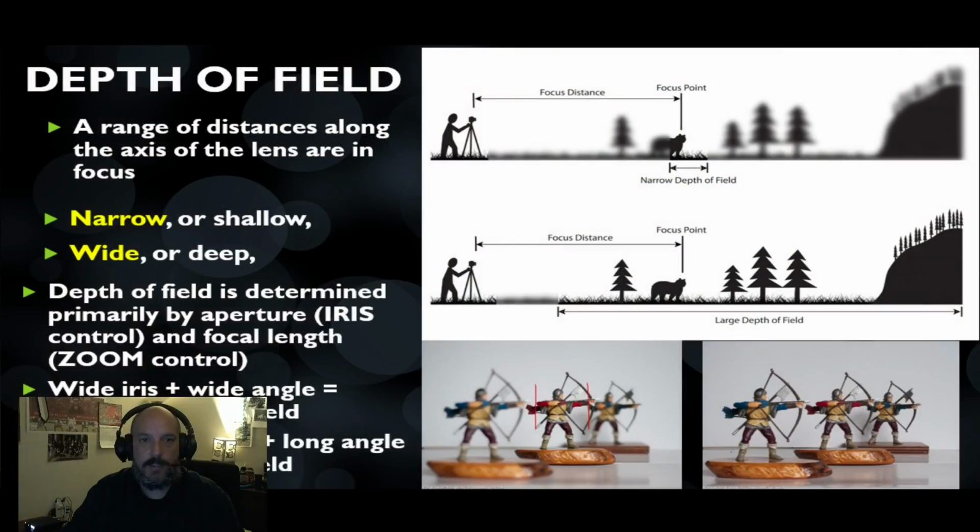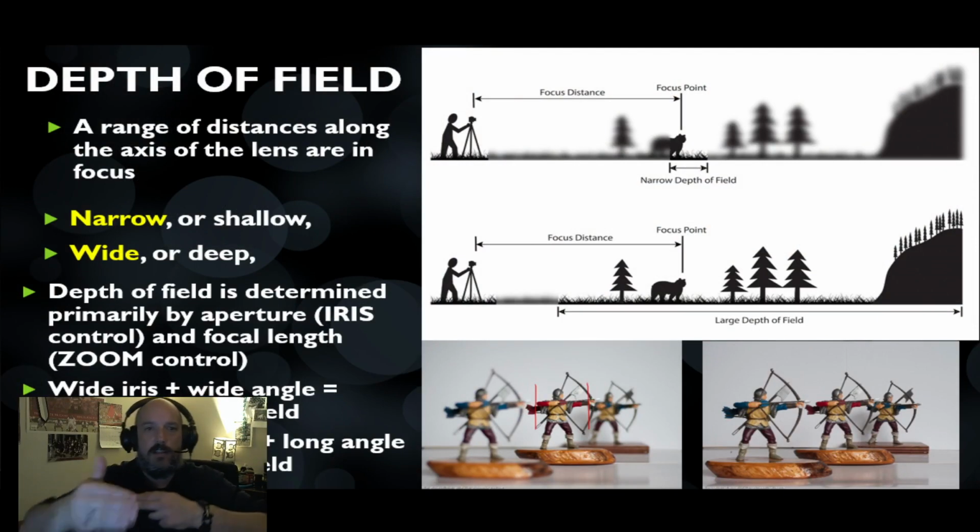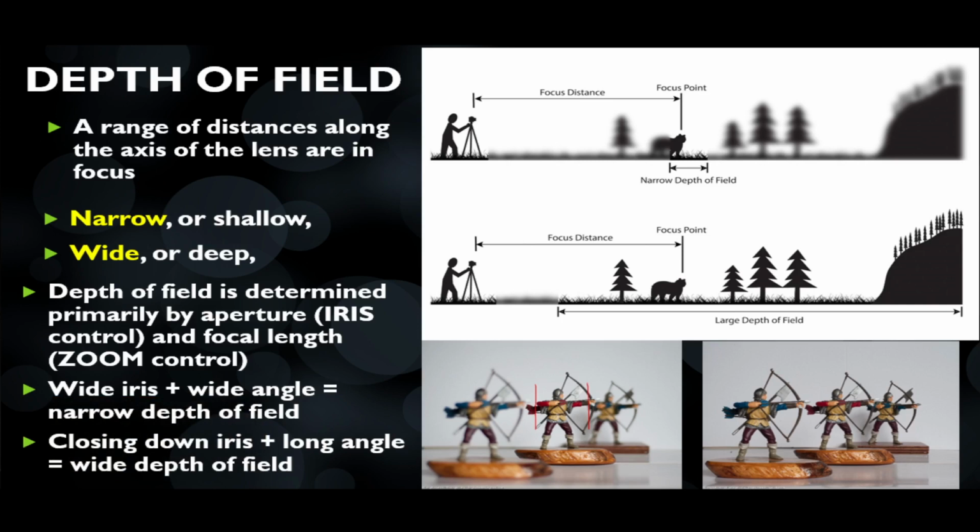All right, so we've done zoom, we've done focus, we've done iris. We're going to combine them together and pull off some effects. And this effect is called the depth of field. This is basically a range of distance along the z-axis where things are in focus. And you can use depth of field to your advantage pretty well.